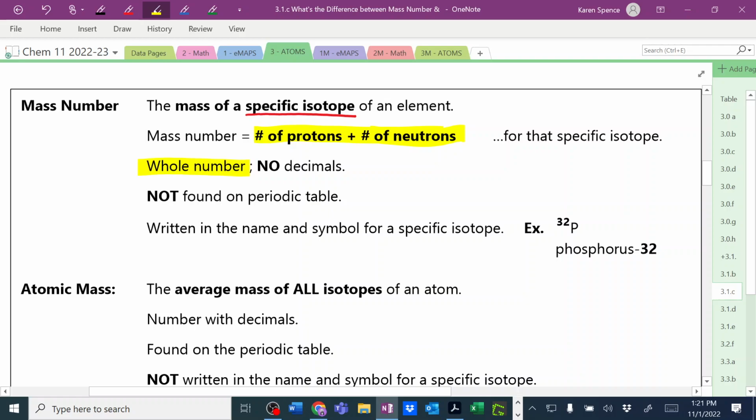And we do not write like this. We don't say chlorine 35.5. That would be a big no. We do not write chlorine 35.5. Again, that would be a no. That is a crazy chlorine with a little half proton or something. I don't even know. Half a neutron.